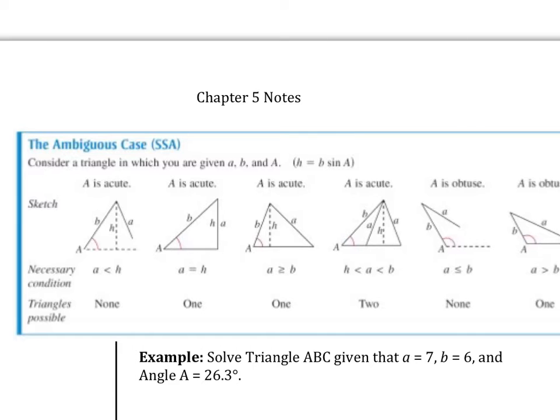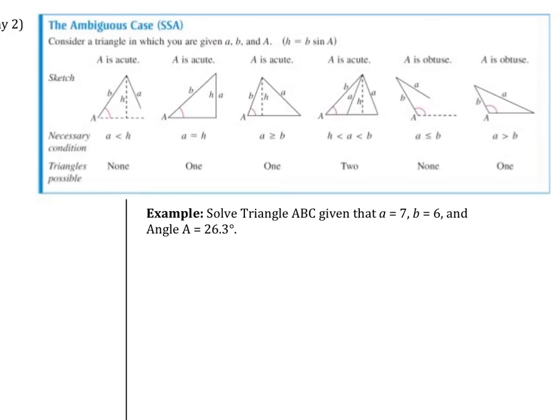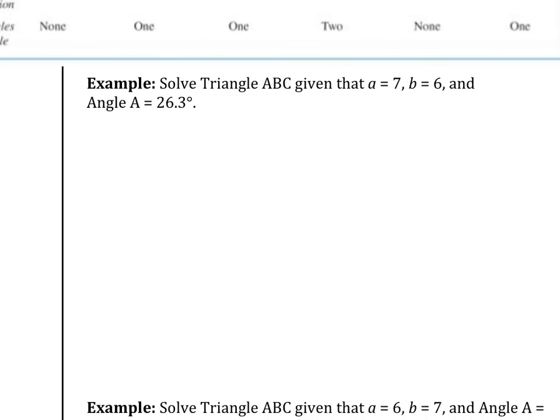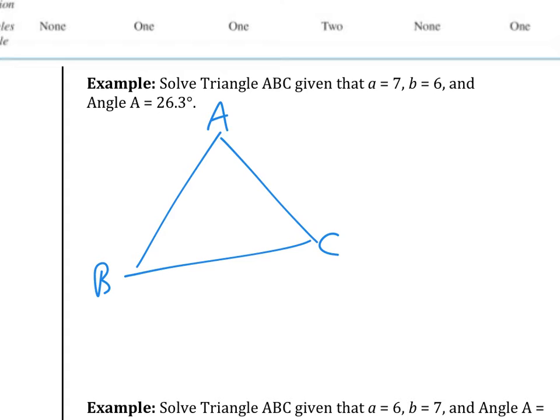Basically, it depends on your altitude. Okay, so let's go ahead and try this first one. Solve triangle ABC given that a is 7, b is 6, and angle A is 26.3. So side a is 7, side b is 6, angle A is 26.3.